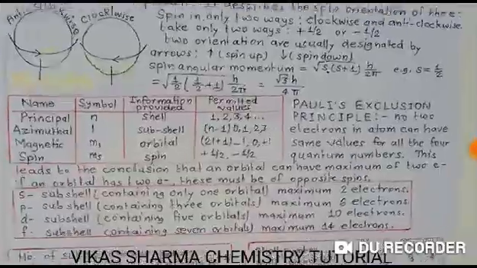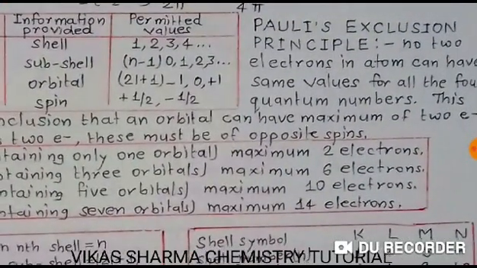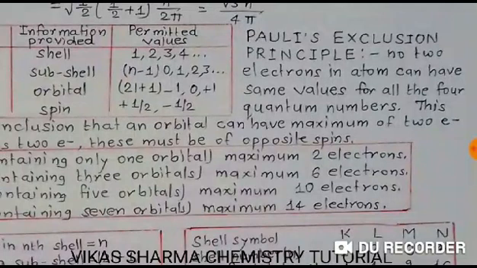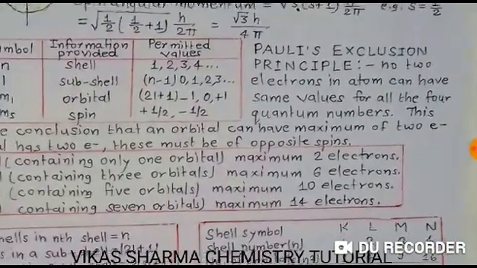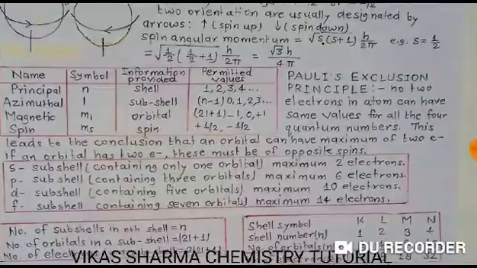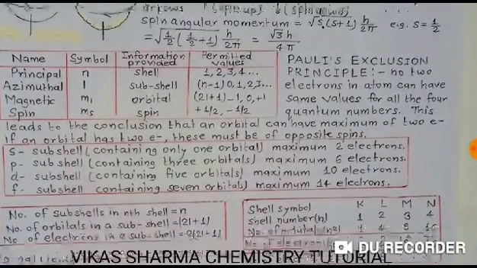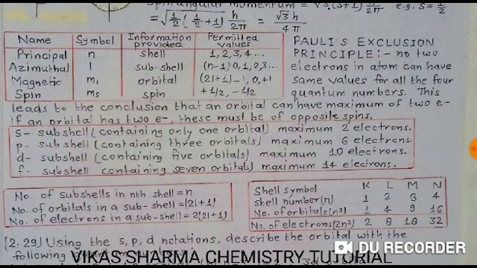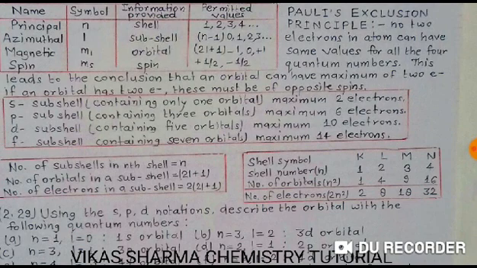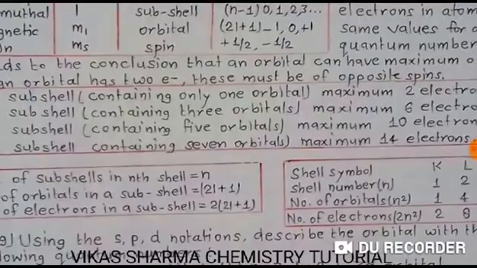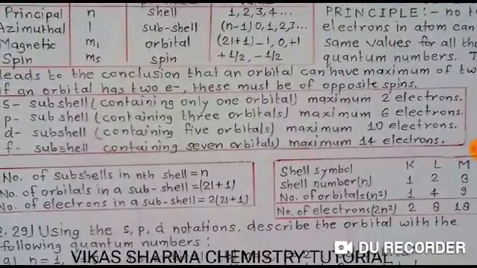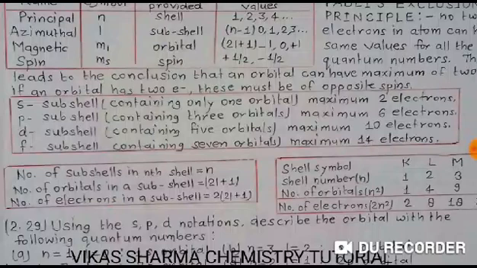So students, the next topic is Pauli's exclusion principle. No two electrons in an atom can have the same values for all 4 quantum numbers. This leads to the conclusion that an orbital can have a maximum of 2 electrons. If an orbital has 2 electrons, these must be of opposite spins. So the s subshell, containing only 1 orbital, holds a maximum of 2 electrons. The p subshell, containing 3 orbitals, holds a maximum of 6 electrons. The d subshell, containing 5 orbitals, holds a maximum of 10 electrons. The f subshell, containing 7 orbitals, holds a maximum of 14 electrons.